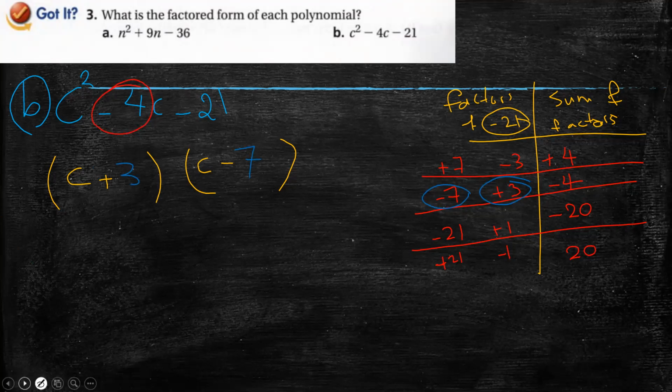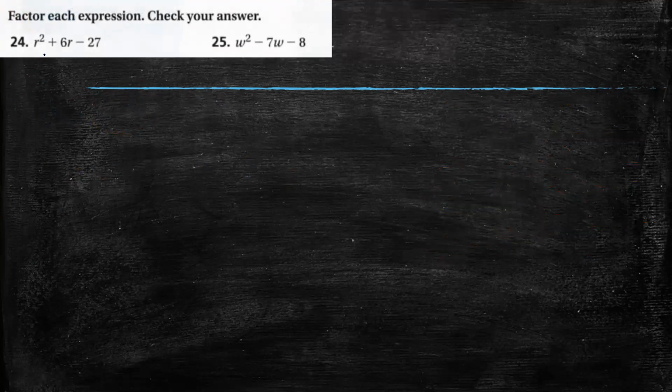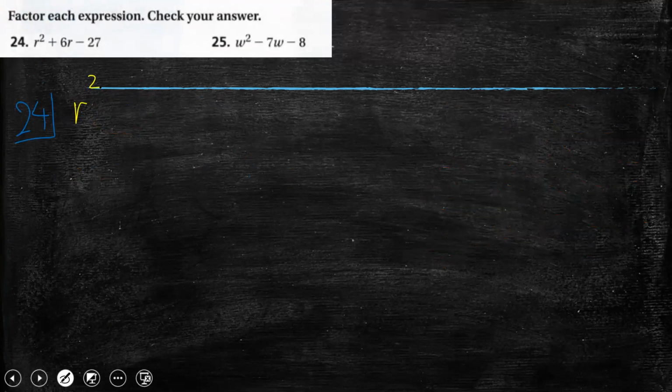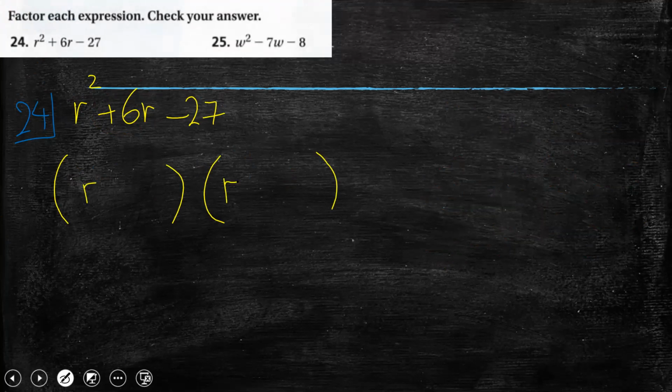Let's do another example here. Factor each expression, check your answer. R squared plus 6R minus 27. This is number 24 in your book. Open two brackets, R. Since the sign of C is negative, one is positive and one is negative.